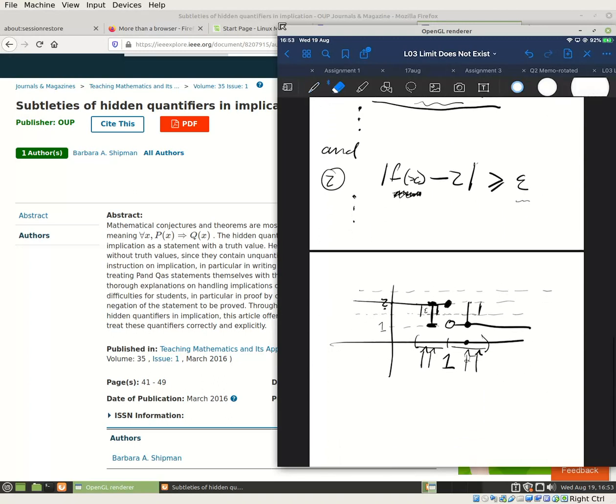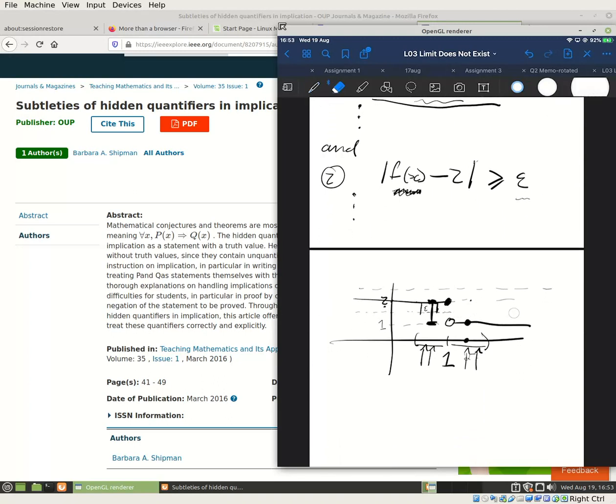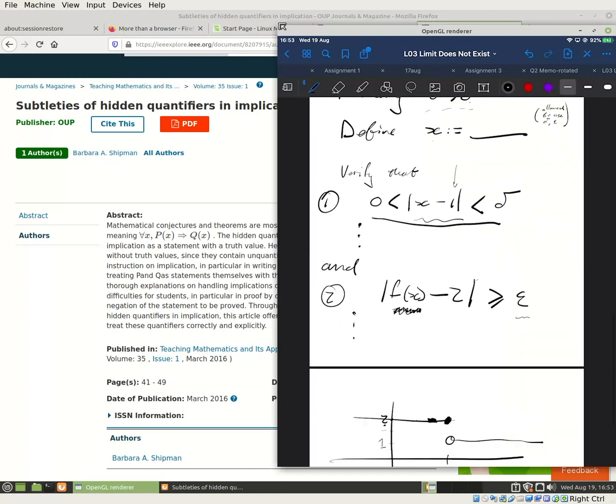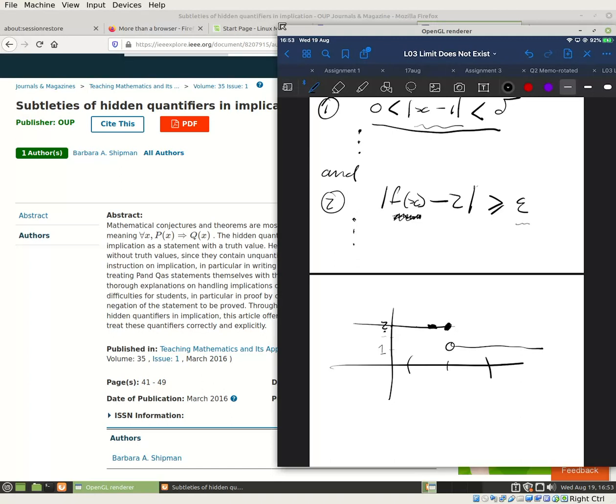let me erase what's going on here and start again. So we have now defined epsilon to be a half. And now fix any delta. It doesn't matter what it is. It can be like so. So if that distance is delta, it doesn't matter what it is.